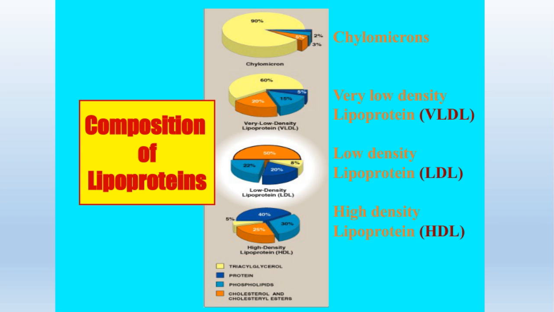Elevated levels of LDL are associated with an increased risk of cardiovascular disease. Finally, we have HDL, the high-density lipoprotein, often referred to as the good cholesterol. HDL plays a crucial role in transporting excess cholesterol from the tissues back to the liver for disposal. Its high density indicates a higher protein content relative to lipids, which makes it effective in reverse cholesterol transport.